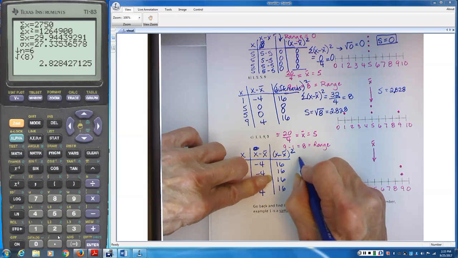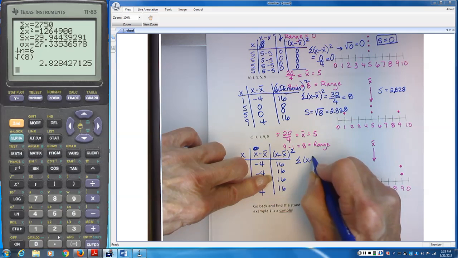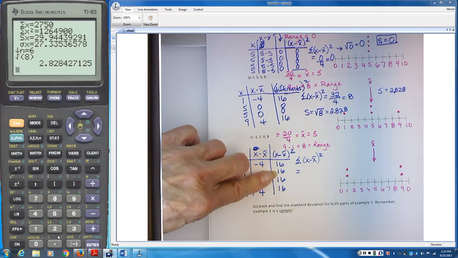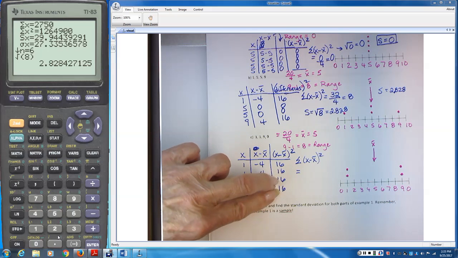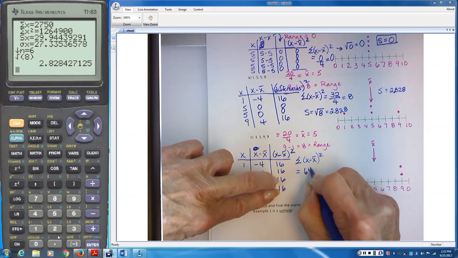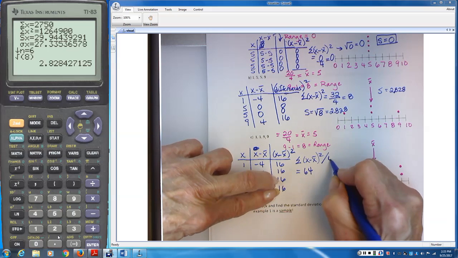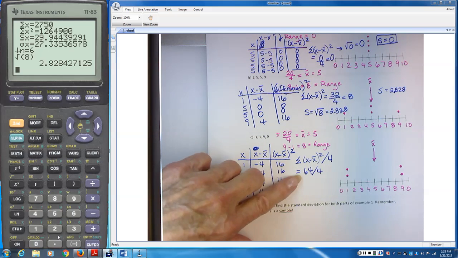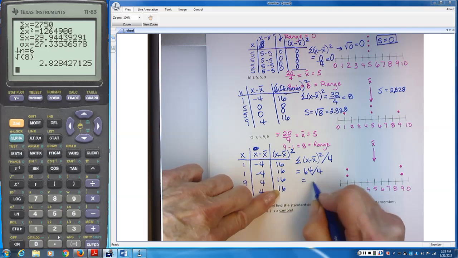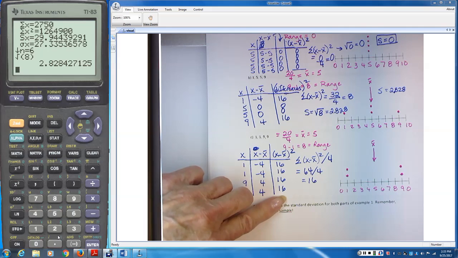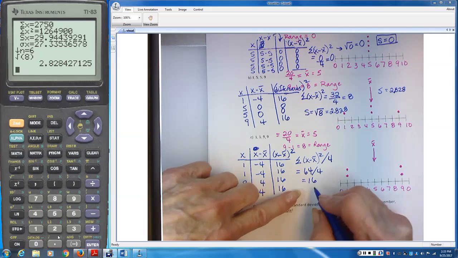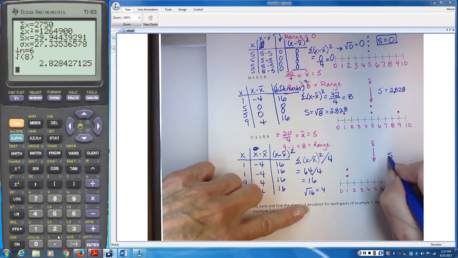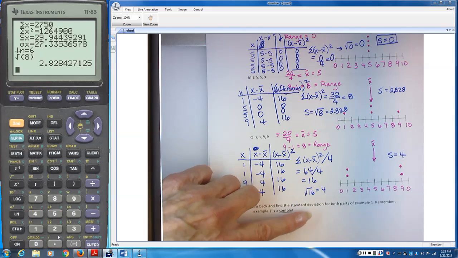So when I add those up, 16 plus 16 is 32. That's another 32, so that'll be a total of 64. Then I'm going to take that and I'm going to divide it by the 4. And 64 divided by 4 conveniently is 16, right? And what's the square root of 16? It's 4. This standard deviation is 4.